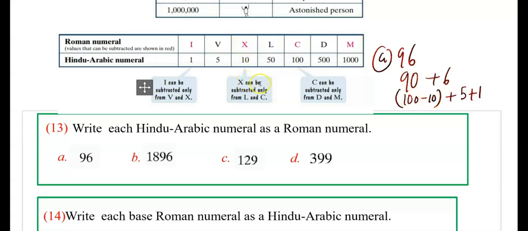I know X can be subtracted only from C and L. Therefore, I can subtract 10 from 100, which is C. Therefore, 90 is going to be obviously XC. Notice that when you subtract, the smaller has to be in front of the larger. Therefore, XC is 90. Okay, obviously 5 is V and I is 1. Therefore, XCVI equals 96. Makes sense?